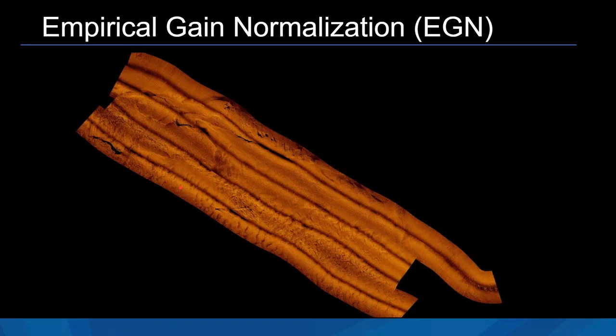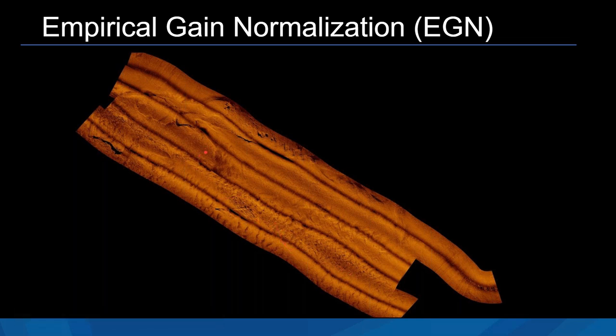So here is kind of a conventional view of a mosaic. We've got 4 track lines, 1, 2, 3, 4, and we lay them down on top of each other. And where there's overlap, we average the values together. And why do we average the values where they cover up? The reason we're doing that is to try to minimize the artifacts that come from the sonar system and show just the underlying geology that's underneath them.